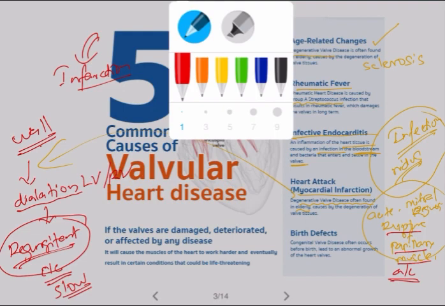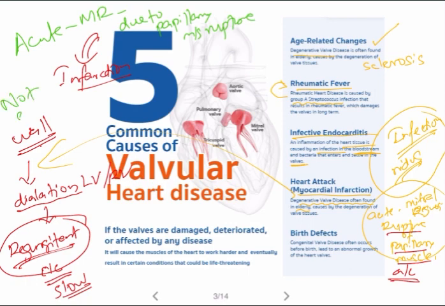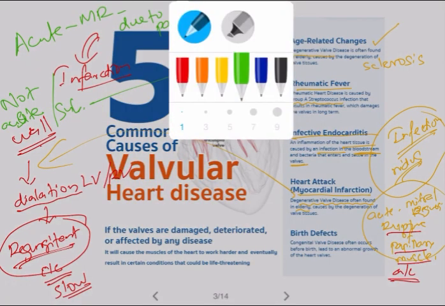This is a concept where they usually ask MCQ questions in exams. So if it is acute MR, that is due to papillary muscle rupture following ischemia. If it is not acute, meaning subacute or a slow process, then the cause is usually wall ischemia. Please note down this point because this is important for MCQ exams. So the fourth one is heart attack, as we said.